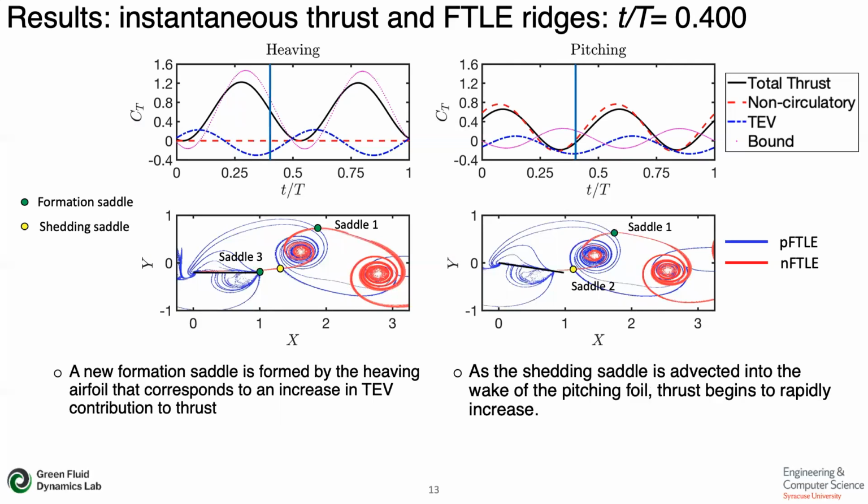As the thrust produced by the heaving foil continues to decrease, a new formation saddle is formed at the trailing edge, which indicates that a new vortex is growing. This seems to correspond to an increase in the trailing edge vortex contribution to thrust, as shown by the blue dashed line. For the pitching foil, as the shedding saddle is accelerated downstream, thrust begins to increase. It is anticipated here that the foil begins to push the adjacent fluid downstream, advecting the shedding saddle into the wake.